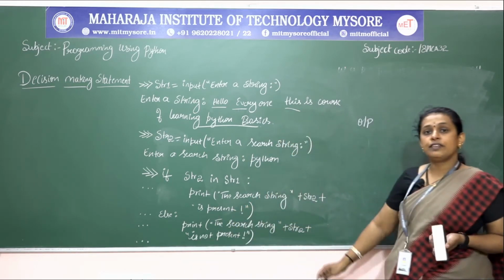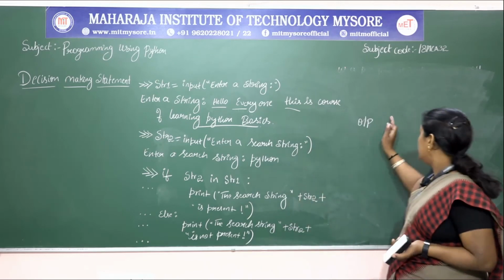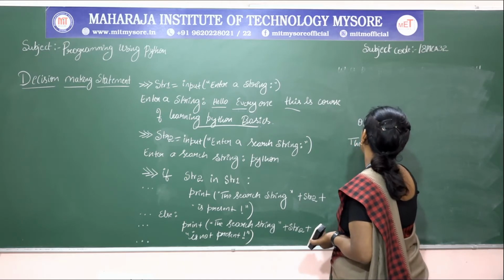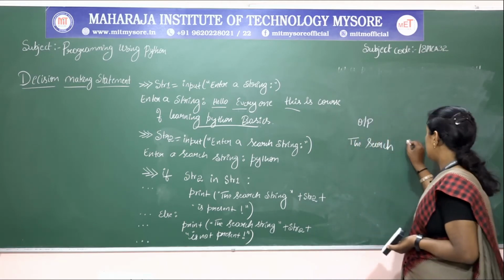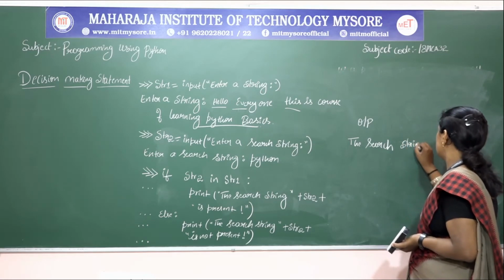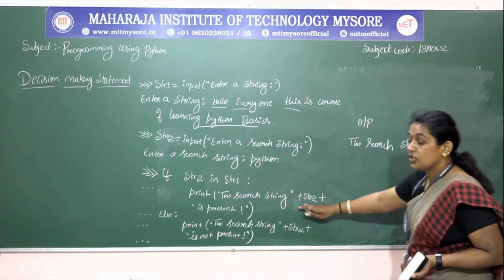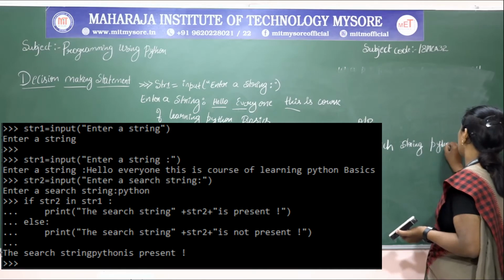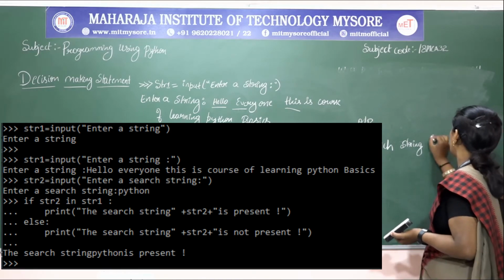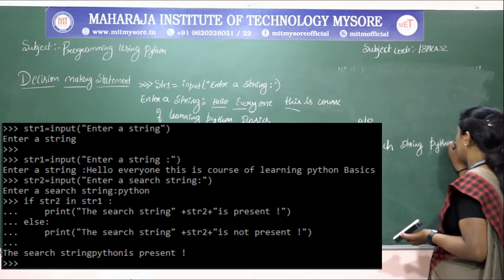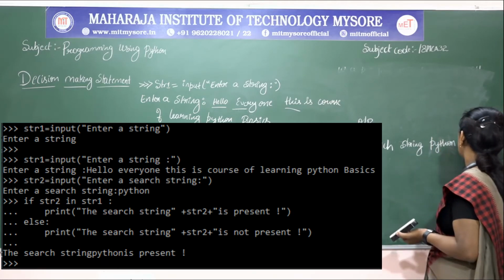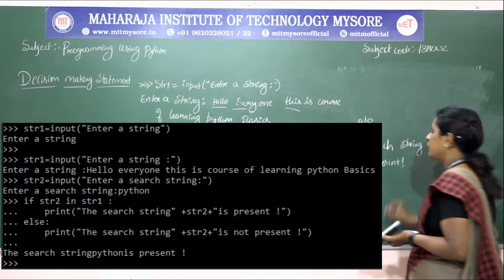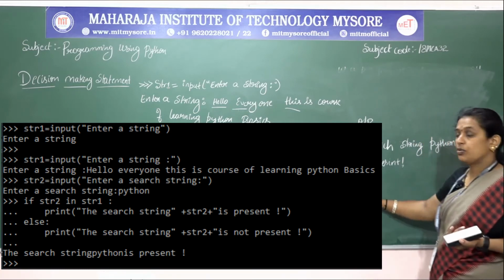Because of line space constraints I am continuing here. So I will get output as: the search string, what is the string? String 2. So string 2 is Python. Python is present. Okay, this is how I will get an output.